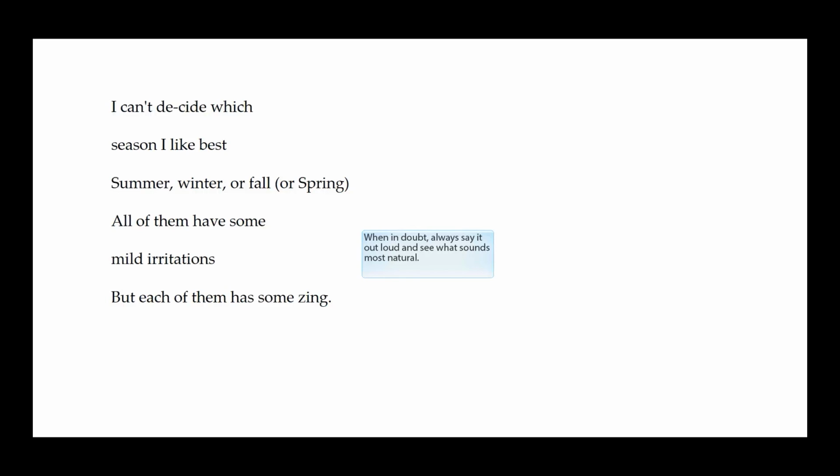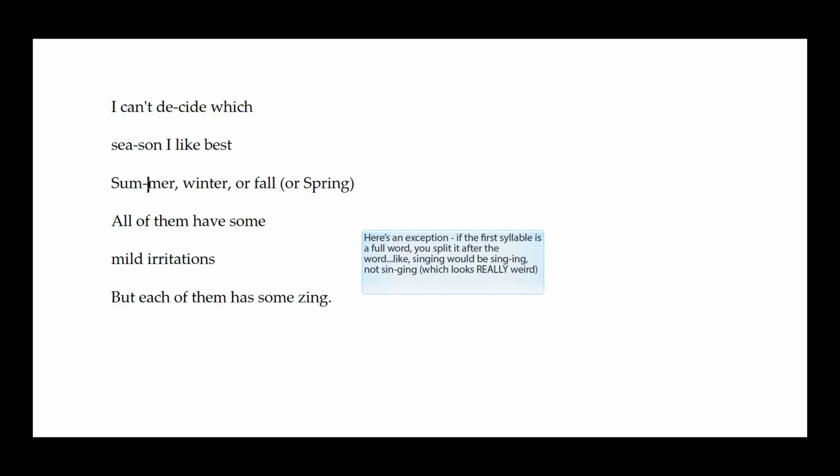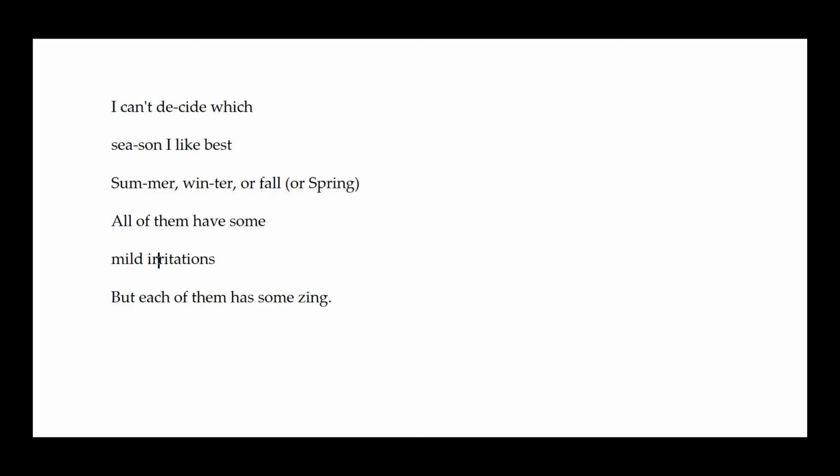Which sea-son, so it's not "sea-son," we're going to split it there. I like best sum-mer. If you have two consonants in a row, split it in the middle. Winter, or fall, or spring, all of them have some mild ir-ri-ta-tions. Alright, so I have two R's, I'm going to split it in there, ir-ri, and then I have another syllable here, ta-tions, but each of them has some zing.